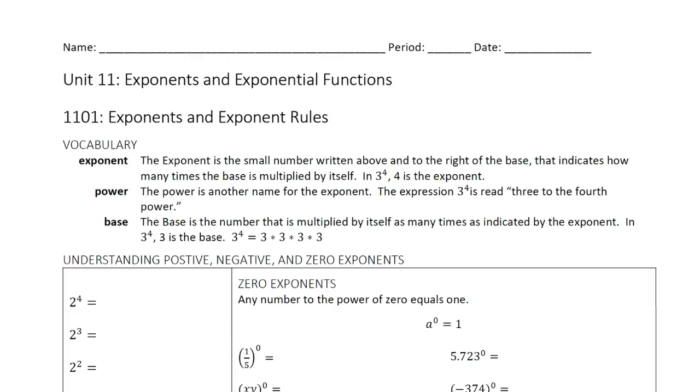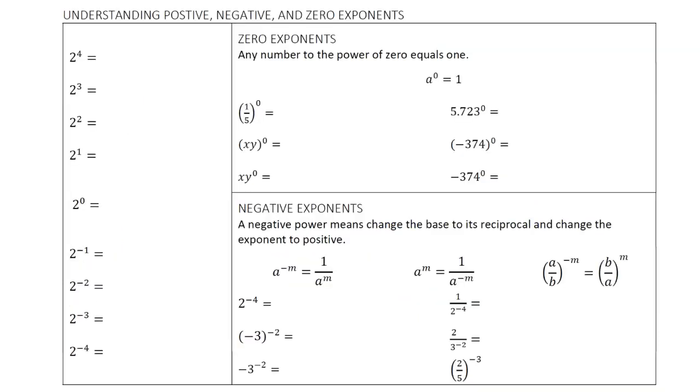Exponents and exponent rules. This lesson is about positive, negative, and zero exponents, and it is also about the rules for handling exponents in operations. Starting with positive exponents, the exponent is the small number above and to the right of the base. It means how many times the number is multiplied by itself.